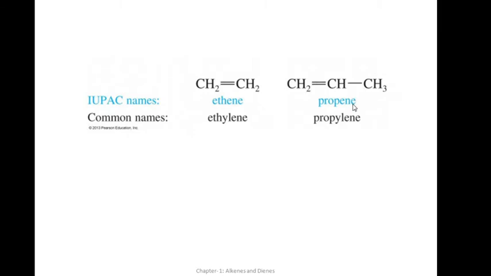So "ane" will be replaced by "ene". So we have propene. When it is either ethene or propene, we do not bother about numbering because there are only 2 carbon atoms here. You need not number the carbon atom from where the double bond begins. Here also, you have only 3. If this double bond was here, then again it would be 1, 2, 3 itself. When it is here, it is also 1, 2, 3. So it is invariably propene. You need not give the numbers to the carbon atom which contains the double bond.